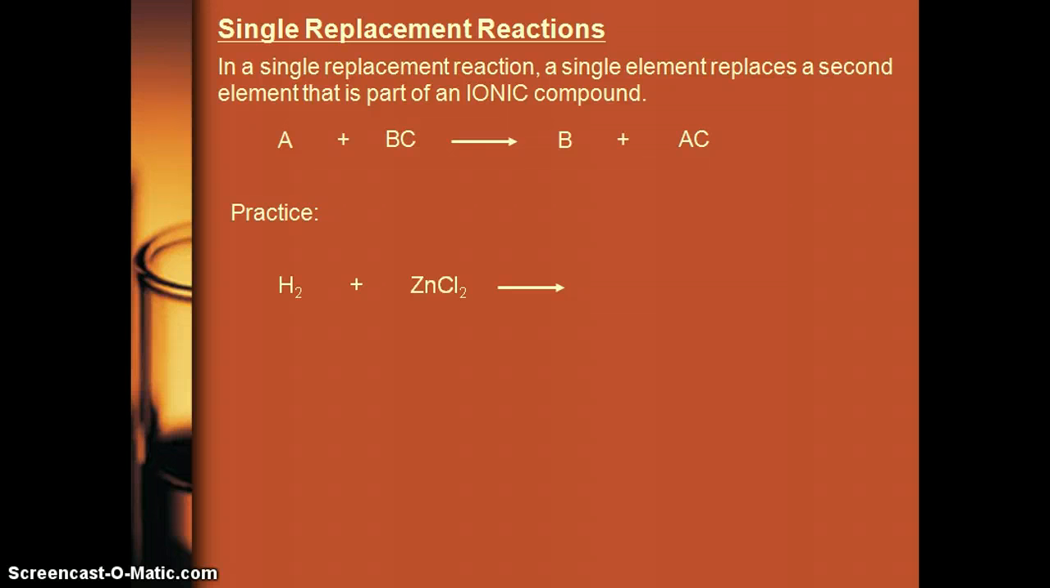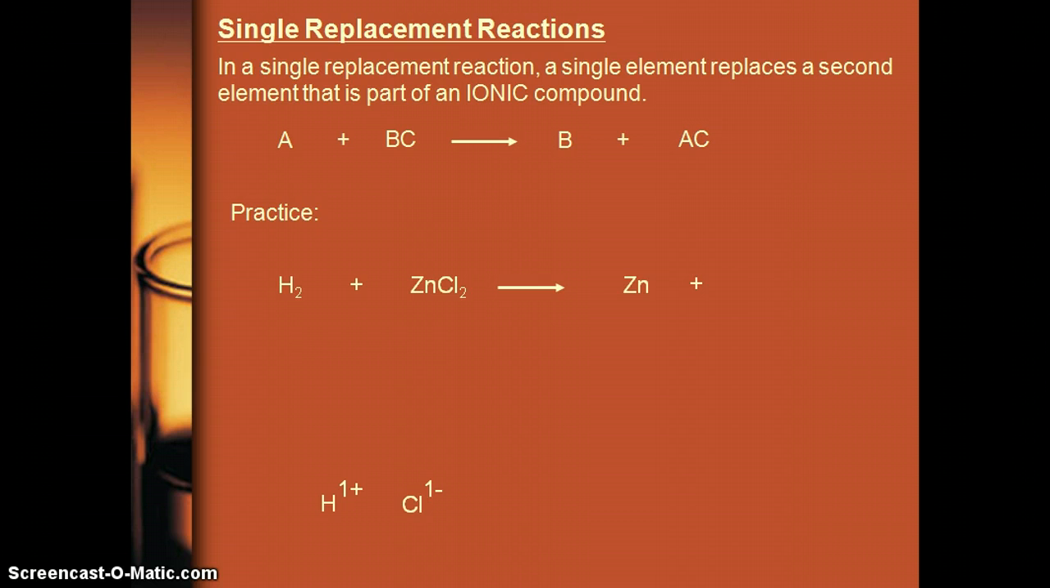Well, you need to think about your ionic charges. Your zinc is going to have a positive charge because it's on the left side, it's a metal. Your hydrogen has a positive charge because it's in the first column of the periodic table. So the positive is going to replace the positive, okay? Your hydrogen has a positive 1 charge and chlorine has a negative 1 charge.